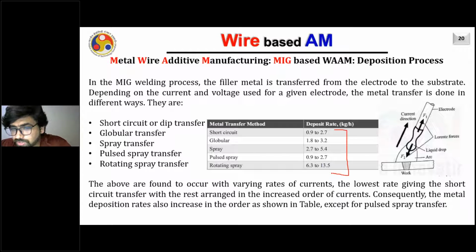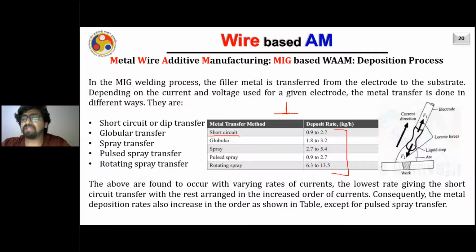So the above are found to occur with varying rate of current, the lowest rate giving the short circuit transfer, right? This is giving the lowest current. So if you use the lowest current, what will happen? Let me just try to explain to you. If there is a wire and there is a substrate and current is not very high, the wire will just strike the substrate.